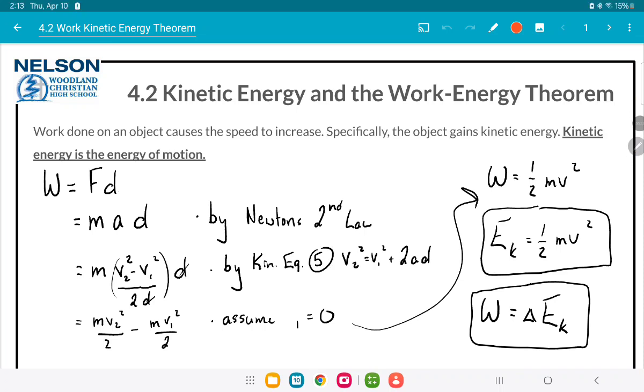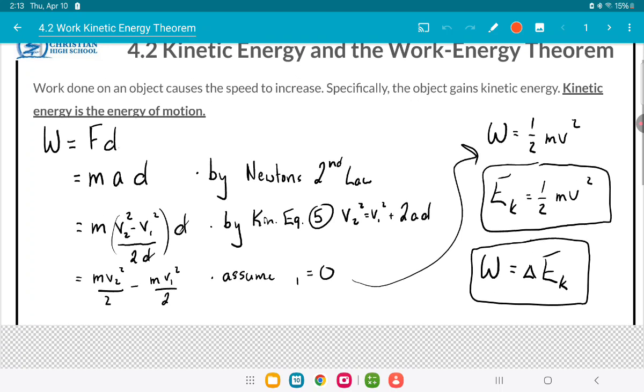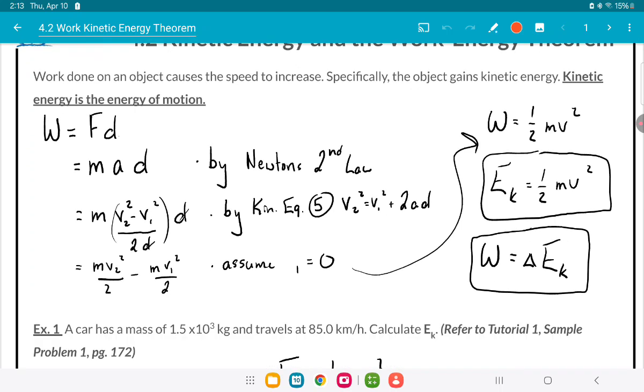Alright, so work done on an object causes the speed to increase. Specifically, the object gains kinetic energy. Now, I derived the formula. You're going to remember it right here. EK, kinetic energy, is equal to 1/2 mv squared. Now, let's derive that. We can get there right from our work equation.